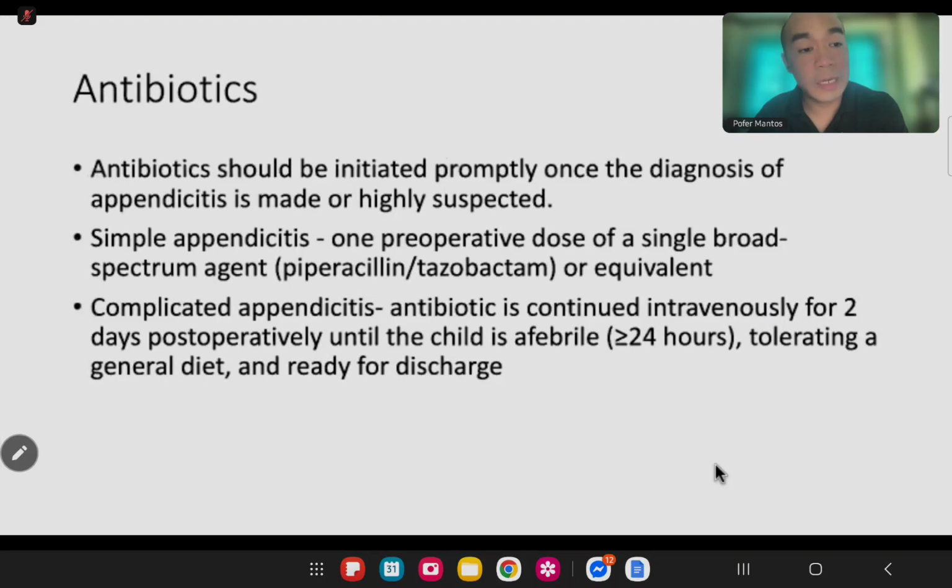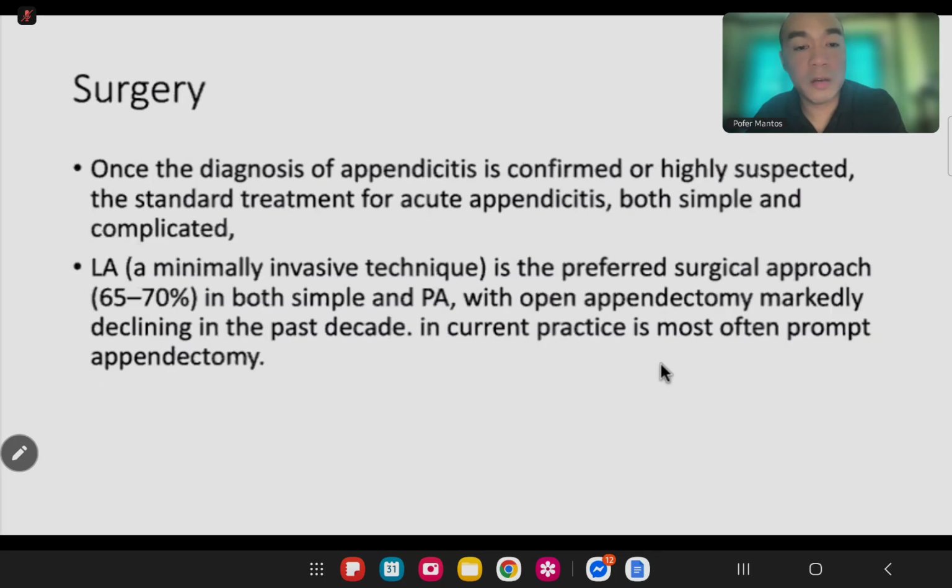So if we consider appendicitis, we should immediately start antibiotics, no. So we can start with piperacillin tazobactam, no. Okay, and for complicated appendicitis, those with suppurative or ruptured appendicitis, you can extend the antibiotic, no, via IV for 2 days. And then if the patient is already being fed, we can shift that to oral antibiotics. Once the diagnosis is confirmed or highly suspected, surgery should be done immediately.